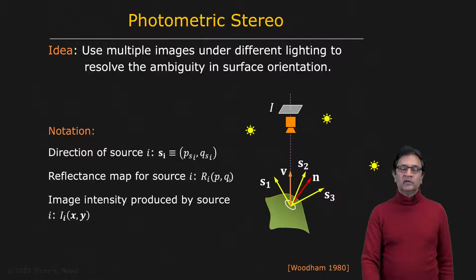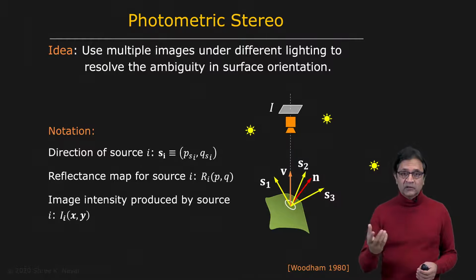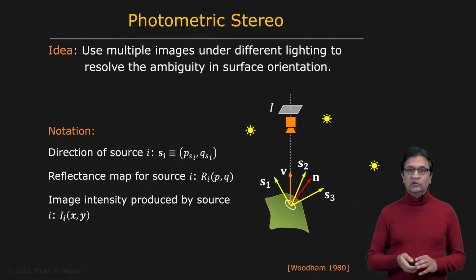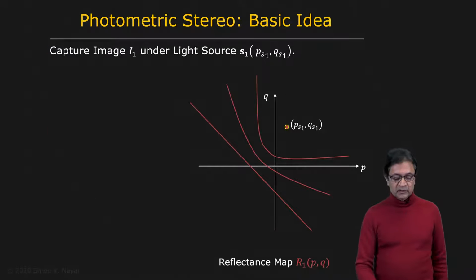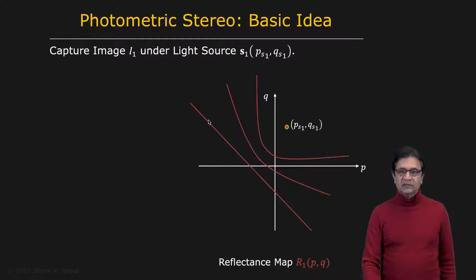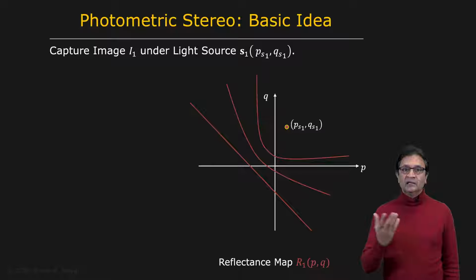And now we measure multiple intensity values at each pixel corresponding to the different light sources, and those are I sub i at each point (x,y). And from these intensities we have measured and the reflectance map, we want to uniquely determine the surface orientation PQ. So let's see how that works. That's the basic idea.